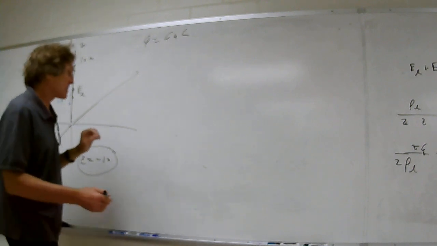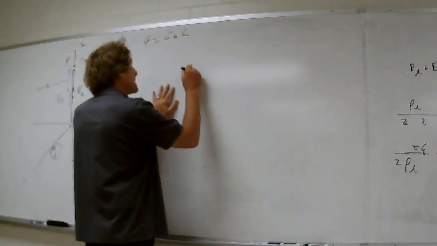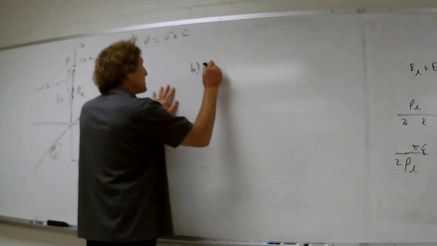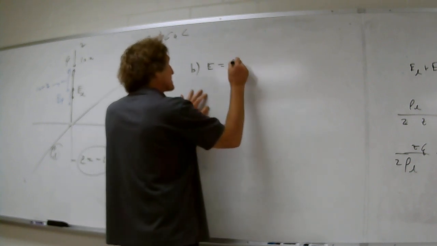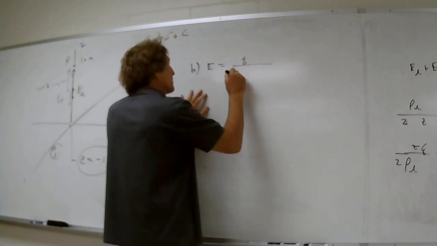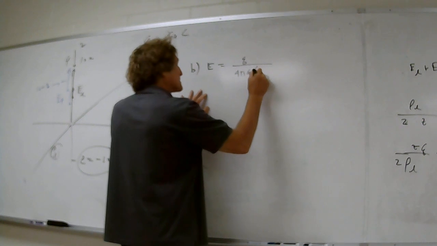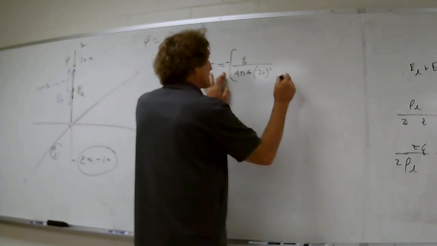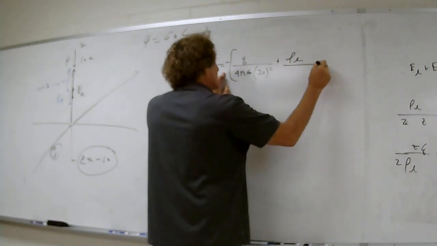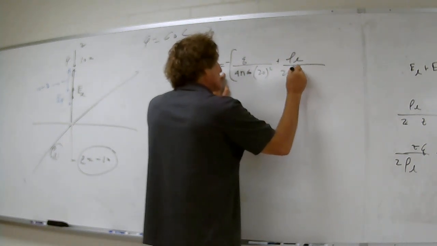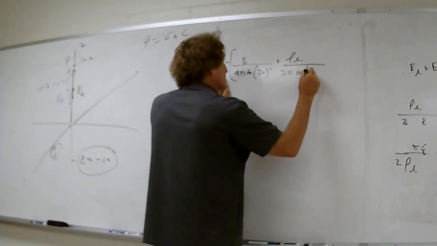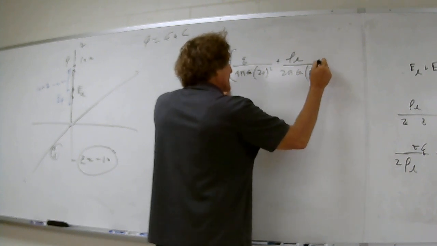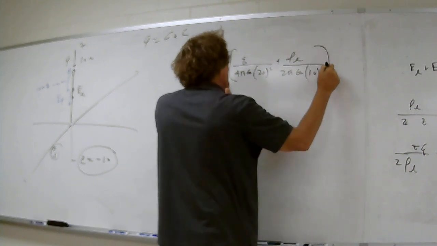So the total electric field, this is for part B, is going to be equal to q over 4 pi epsilon naught times 20 squared, with a minus sign out here, plus rho L over 2 pi epsilon naught over just 10. And both of these are negative, so that will be the value.